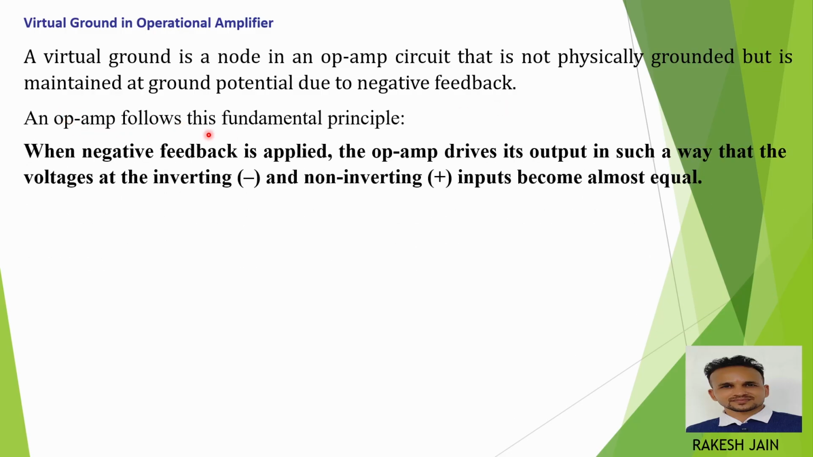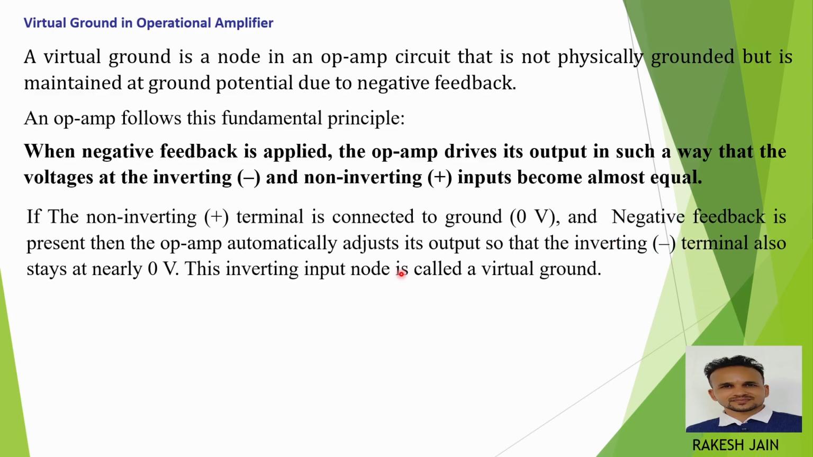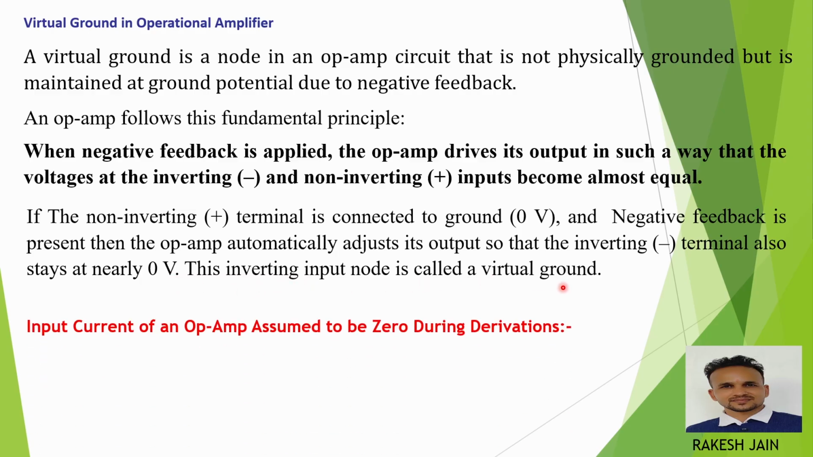An operational amplifier follows this fundamental principle: when negative feedback is applied, the operational amplifier drives its output in such a way that the voltages at the inverting and the non-inverting inputs become almost equal. If the non-inverting terminal, that is positive pin number 3, is connected to ground, 0 volt, and negative feedback is present, then the operational amplifier automatically adjusts its output so that the inverting terminal also stays at nearly 0 volt. This inverting input node is called a virtual ground.